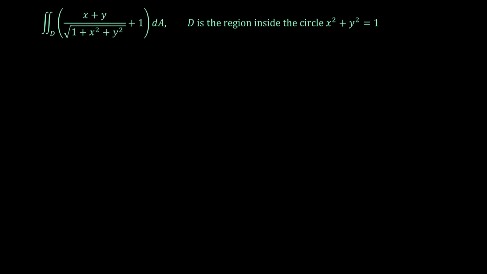Now look at this example. Double integral of the function x plus y over square root of 1 plus x to the 2 plus y to the 2 plus 1 dA. D is the region inside the circle x to the 2 plus y to the 2 equals 1.